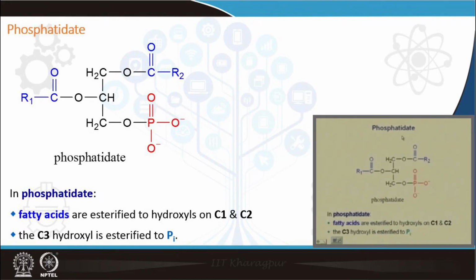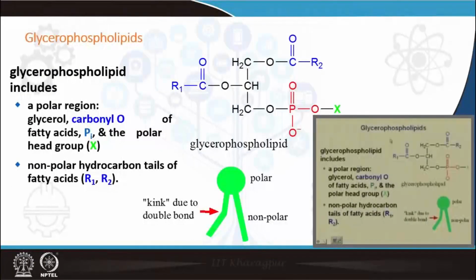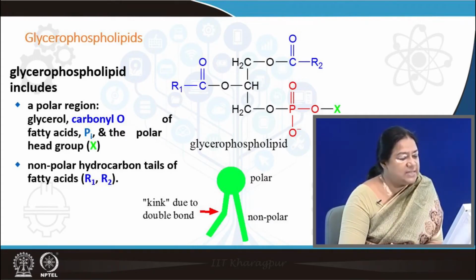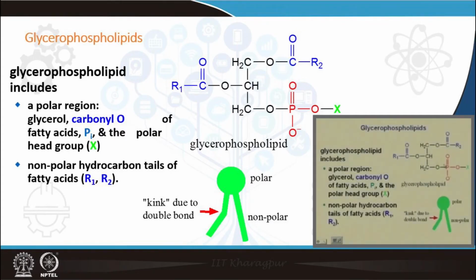Okay. So, what is the basic structure? The basic structure is glycerol. The 2 carbons of glycerol have been esterified with 2 fatty acids and the third with phosphate. So, we have a phosphatidate or rather a glycerophospholipid. So, this is what it looks like. What do we have? We have a fatty acid on the first carbon, we have a fatty acid on the second carbon and we have a phosphate on the third carbon.